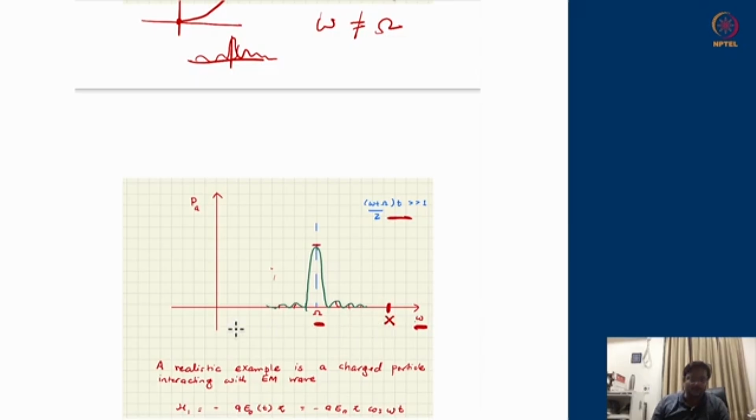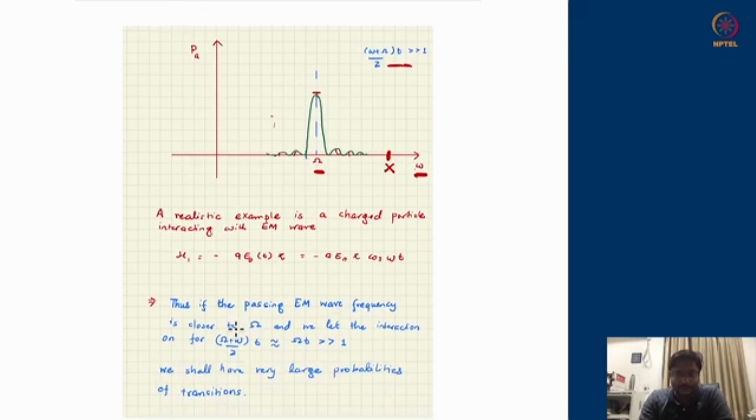So therefore, in order to get a reasonable number of transitions, you should perturb the system with the frequency which is the internal time scale, the internal frequency of the atom or the system as well. So that is the resonance condition.